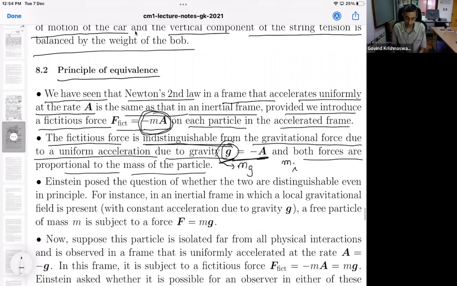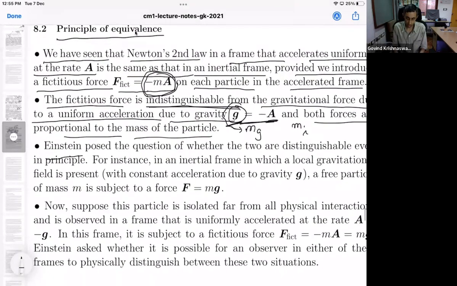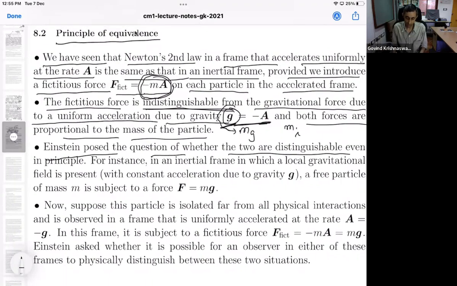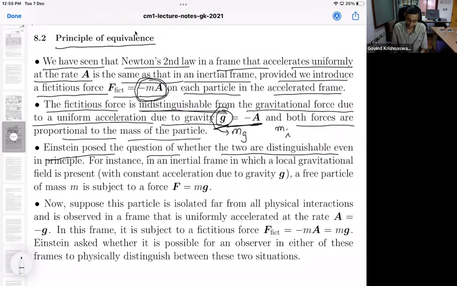Now, this is the matter that Einstein was thinking about. So Einstein posed the question of whether the two are distinguishable even in principle. The way I have written it is somewhat circular. I am saying it is indistinguishable, but we're just going to think about it a little bit more. So we're going to discuss the same thing in a few examples.